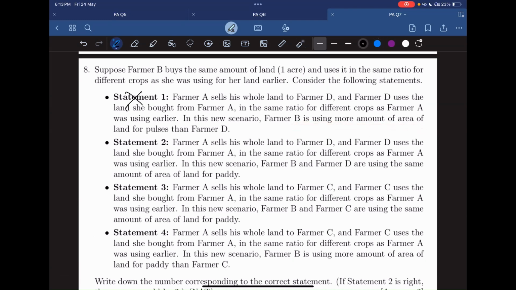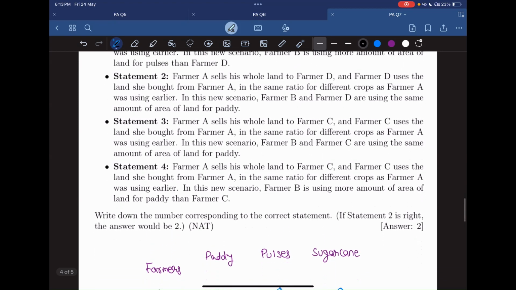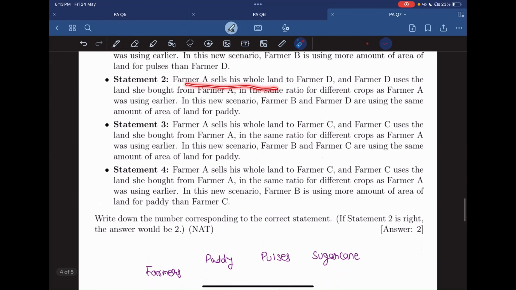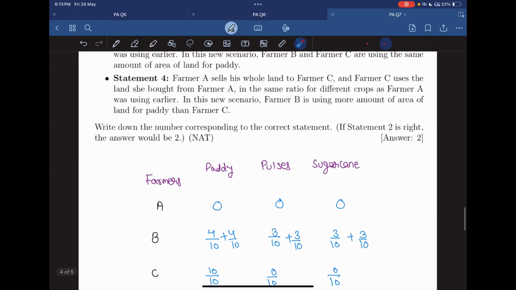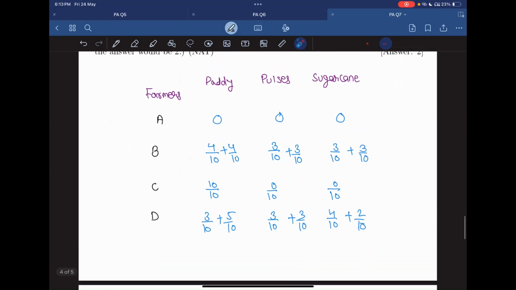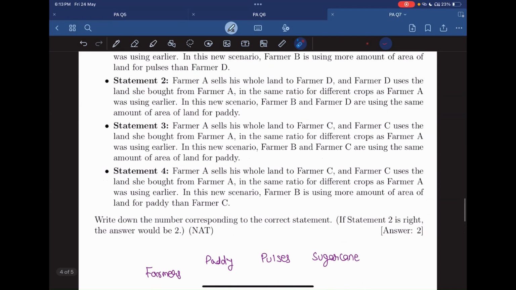Now let's look at statement 2. Farmer A sells his whole land to Farmer D, and Farmer D uses the land she bought from Farmer A in the same ratio for different crops as Farmer A was using earlier. In this new scenario, Farmer B and Farmer D are using the same amount of area of land for paddy. So for paddy, if we see, Farmer B is using 8 by 10, while Farmer D is using 8 by 10. So both of them are using the same amount of area. So that means statement 2 is correct.